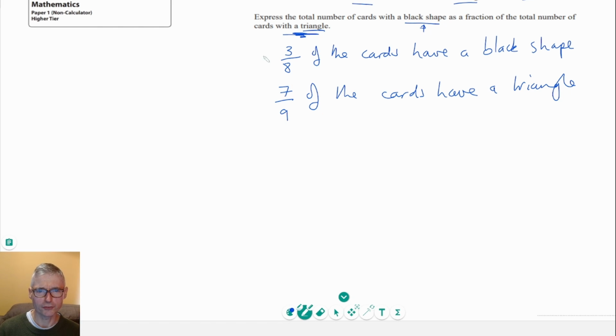So in order to compare these two, because they've both got different denominators, it's difficult to compare them at the moment. In order to compare them, I'm going to make them both have the same denominator. So the 3/8, I could find a common denominator with the 7/9 if I multiply top and bottom of the 3/8 by 9. So if I times that by 9, times that by 9, what I'll get is 27 on the top, and I'll get 72 on the bottom. So that's the same proportion there as that, just written with a different denominator. So that's the ones that have a black shape.